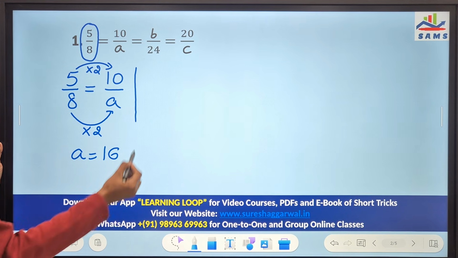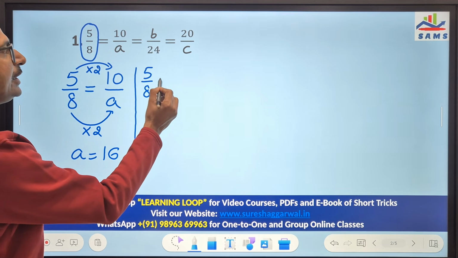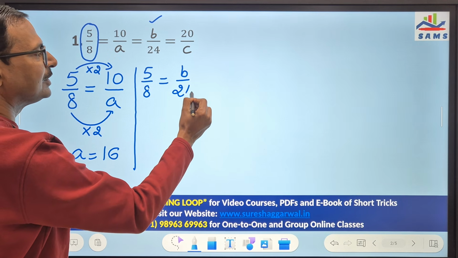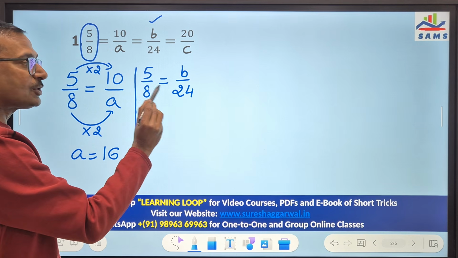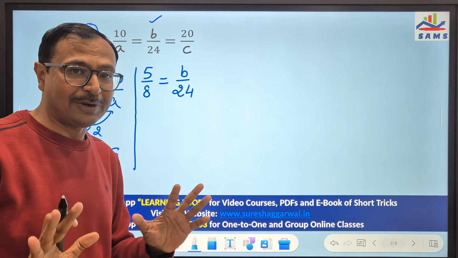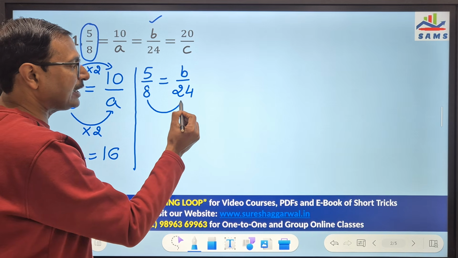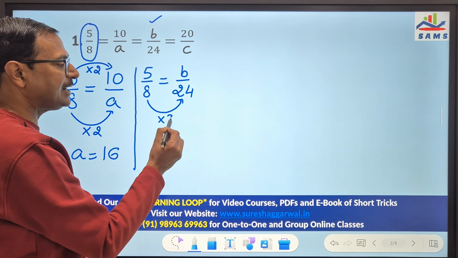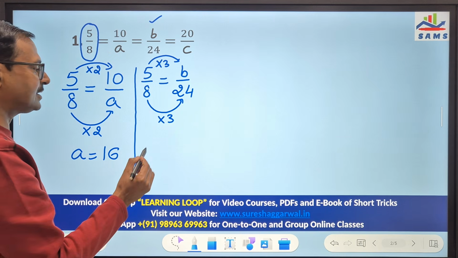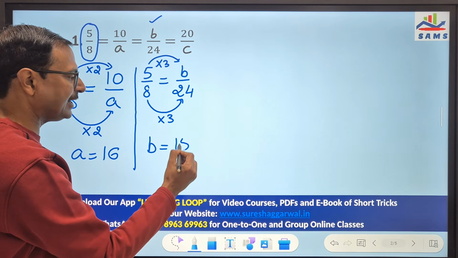Likewise, 5 upon 8, and now I will equate it to the other one, b upon 24. So 24 is obtained from 8, that is already known. You can't have two variables, you will only have one variable. So how do you obtain 24 from 8? Multiply by 3. So just multiply 5 by 3, and you will have your final answer. So b will be 5 times 3, 15.